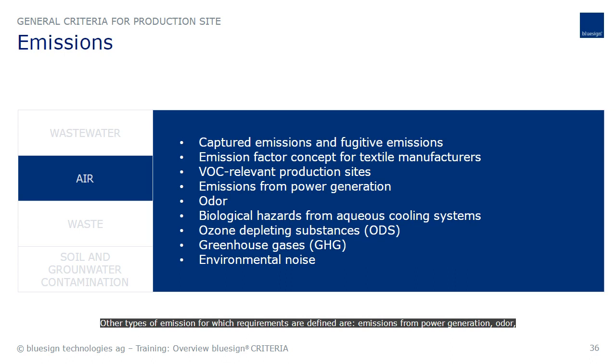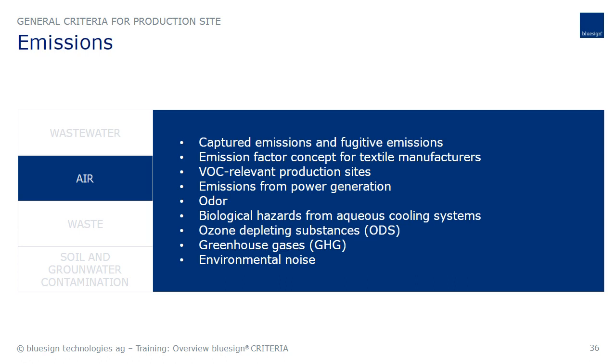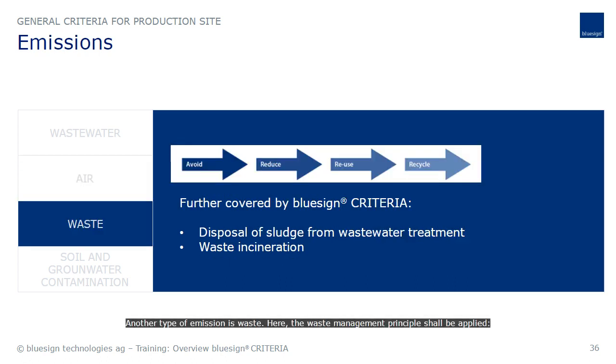Other types of emissions for which requirements are defined are emissions from power generation, odor, biological hazards from cooling system emissions, emissions of ozone-depleting substances, greenhouse gases, and environmental noise emissions. Another type of emission is waste. Here, the waste management principle shall be applied: avoid, reduce, reuse, recycle. Specific requirements are defined for the disposal of sludge from wastewater treatment and for waste incineration.